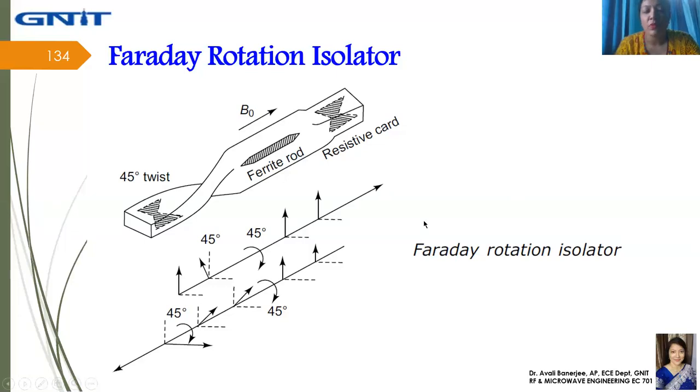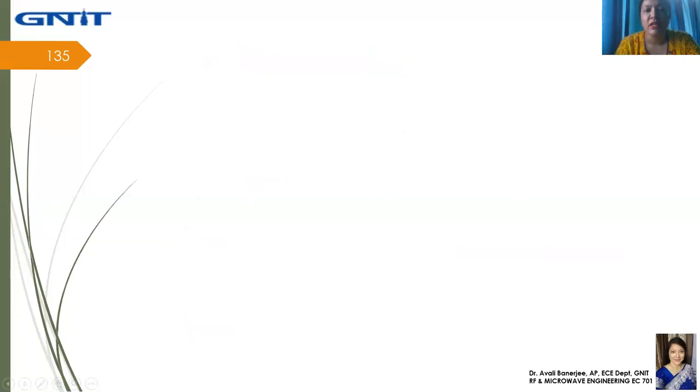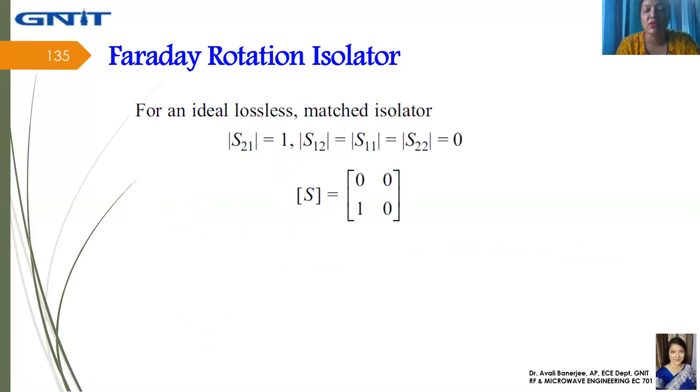Now, for an ideal lossless matched isolator, S21 will be equal to 1, and S12 will be equal to 0, and S11 will be equal to S22, which is equal to 0. So this is the S matrix for an ideal lossless matched isolator.